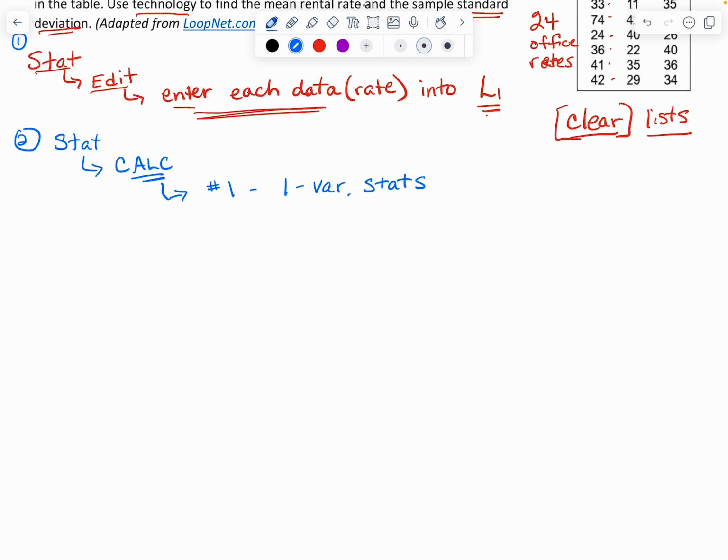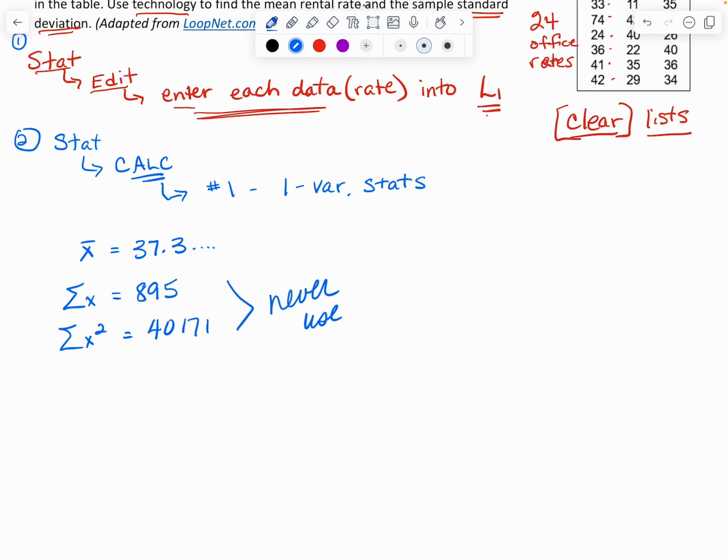So if I write down what I found, again, I have X bar, which is 37.3 something something something. I'm going to average it. Then I have the sum of the x's, and really I'm not quite sure why they even put this on here. The sum of the x's was 895, and the sum of the x squared is equal to 40,171. We really never use these. So I don't know for sure why they put them on there, except that they do.